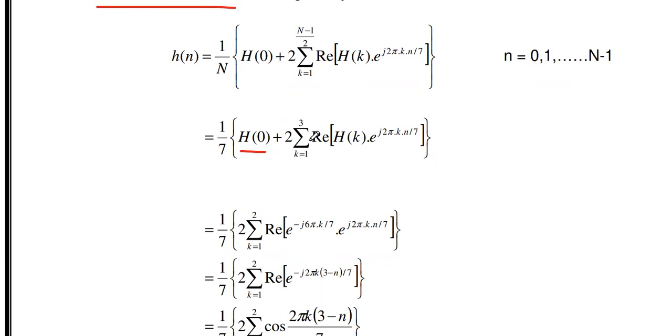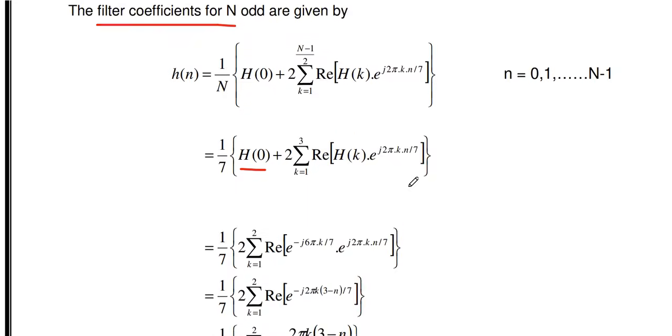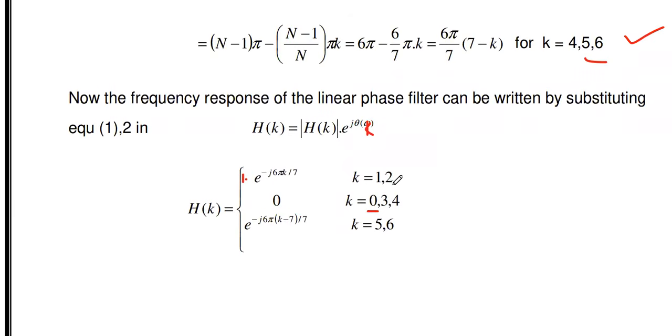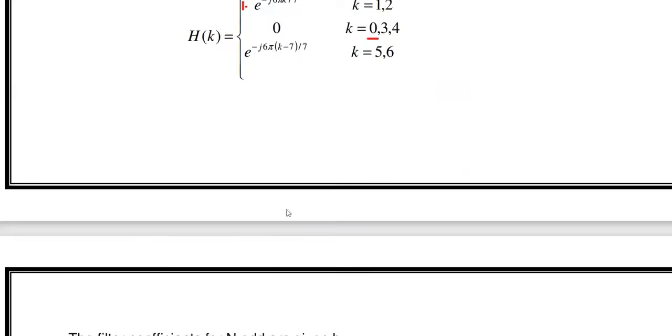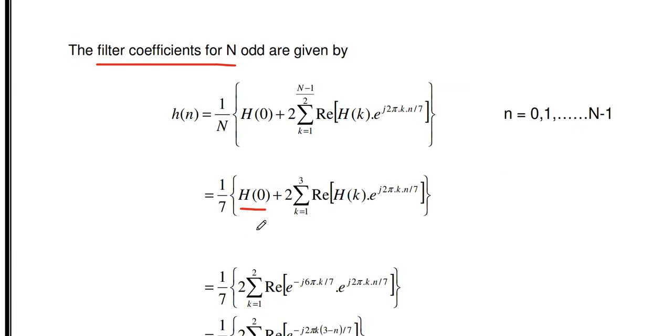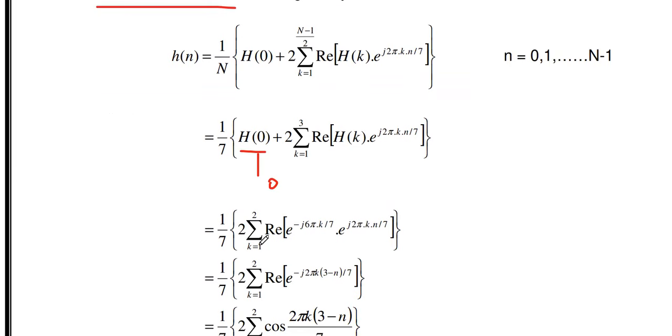If you expand this summation, we get h of 1, h of 2, h of 3. Whenever k equals 0, h of k is 0. Whenever k equals 1 and 2, this is the answer. Whenever k equals 3, h of k becomes 0. So that's why in the expansion, the h of 3 term is 0, and the summation can be reduced to k equal to 1 to 2.